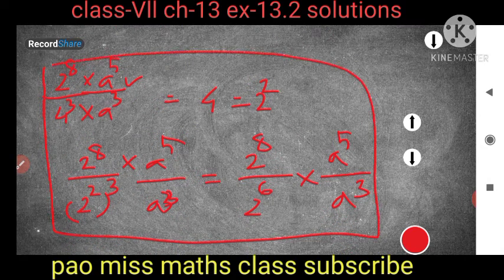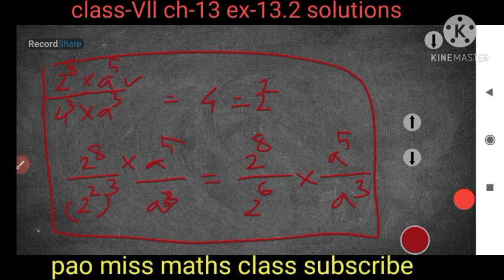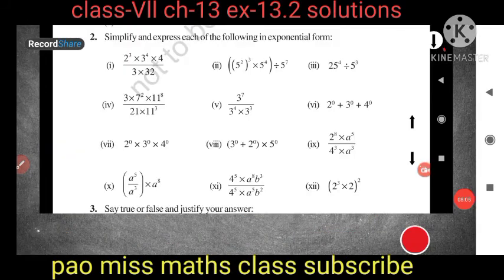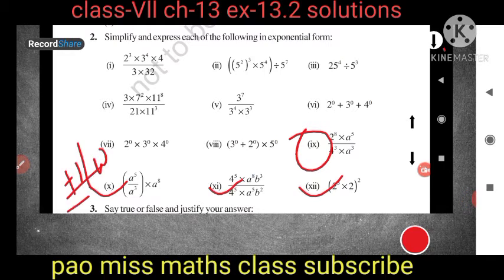Now come to the next question. Question number 9 I have completed. 10, 11, 12 I will keep as homework, okay? If you have any doubt in any question, you can comment below in the comment section. I will try to solve that question again. As of now I am solving only this much, so please try to solve the remaining questions by yourself. Now come to the next question, question number 3.